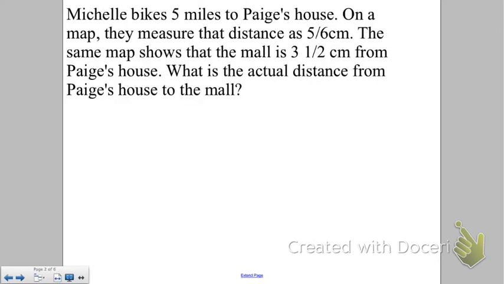The second question. Michelle bikes 5 miles to Paige's house. On a map, they measure that distance as 5/6 centimeters. The same map shows that the mall is 3.5 centimeters from Paige's house. What is the actual distance from Paige's house to the mall? Take a second to copy down the question.